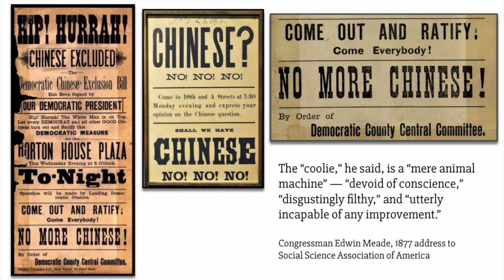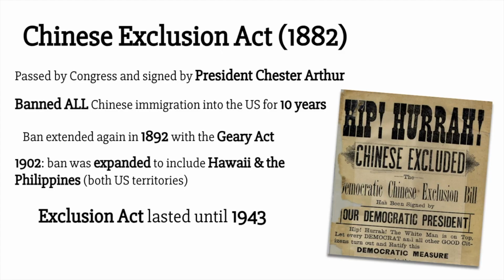Well, this political movement against the Chinese is definitely going to gain ground, and by the 1870s and 1880s, there is a very strong movement to exclude the Chinese, to actually stop immigration from China from happening. And that's going to happen in 1882 with the signing of the Chinese Exclusion Act. So Congress passes an Exclusion Act signed by President Arthur, which bans all Chinese immigration into the U.S.